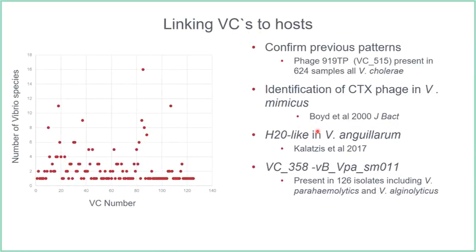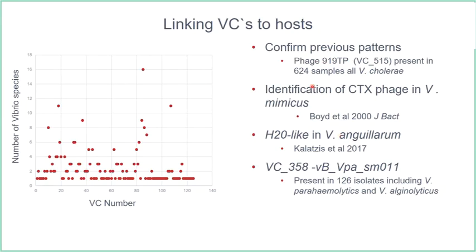So we then went back to look at one of our original questions and try and work out whether or not different prophages are found in the different species of vibrio. And what we are able to confirm, so we're now looking at just these vibrio clusters which we've got from vConTACT, is that vibrio cluster 515 is present in a huge number of samples, and these are all Vibrio cholerae. So we didn't find it in any other vibrio species, and this confirmed previous results. This cluster is also known as phage 919TP in the literature.